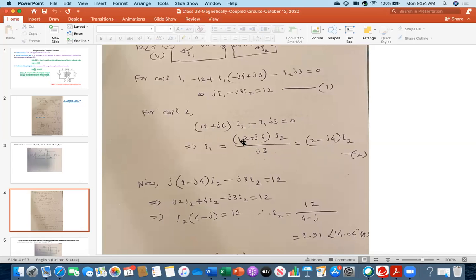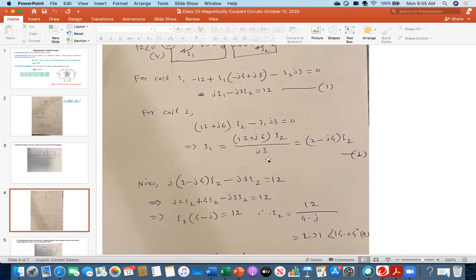You see here, 12 plus j4 divided by j3. I am dividing each term. Therefore, you see j6 over j3, how much? It is 2, right? And what is this one? 12 over j3. So 12 over 3, 4. And then in the denominator j, I am taking the denominator to the numerator, so minus j. And then I2. I just divided.